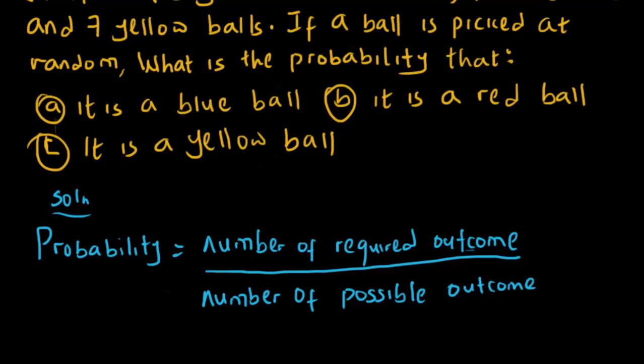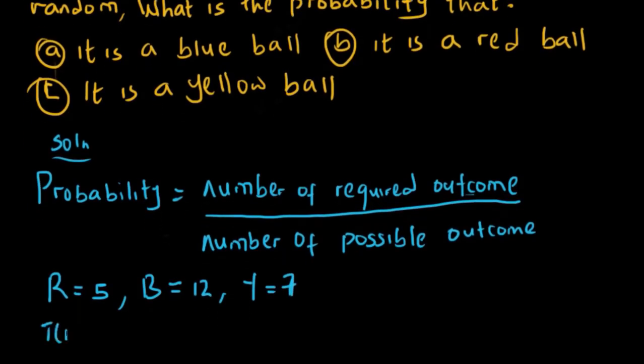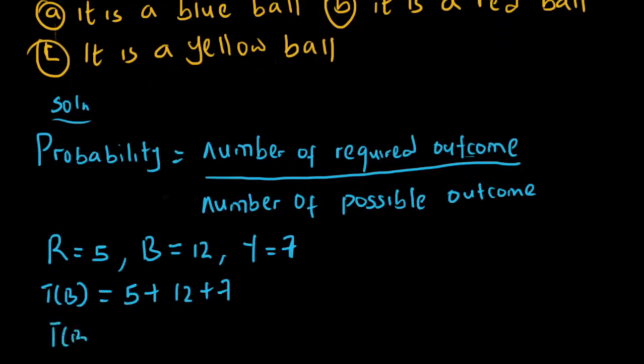Now from the question, we were told that we've got 5 red balls, so red balls equals 5. We've got 12 blue balls, and then we've got 7 yellow balls. Does this make sense? It means that the total number of balls is 5 plus 12 plus 7. That means the total number of balls, 5 plus 12 is 17, 17 plus 7 will give us 24. So let's take question A.